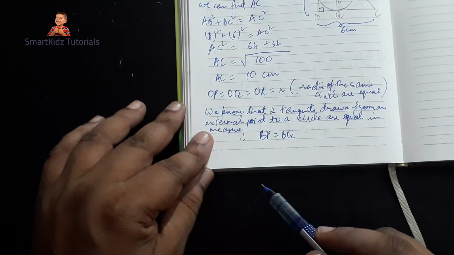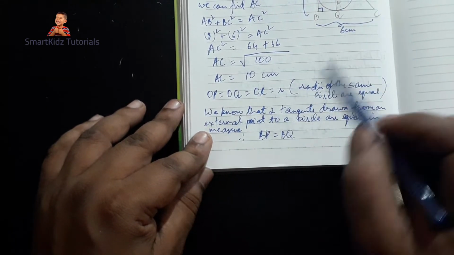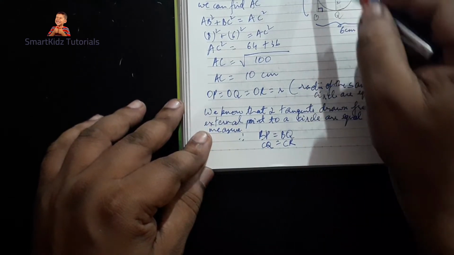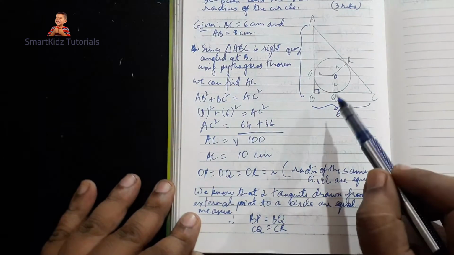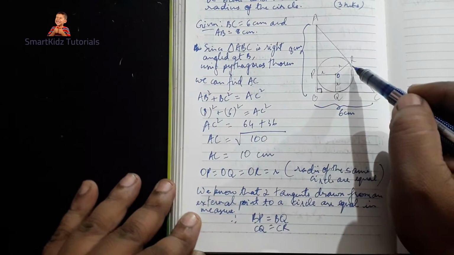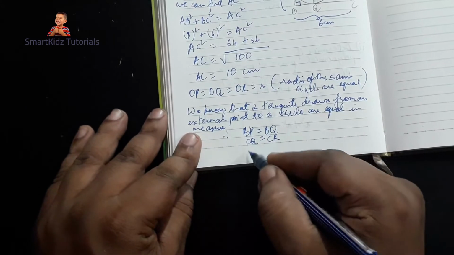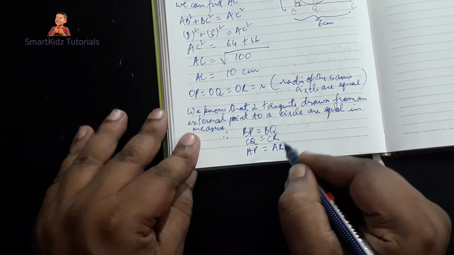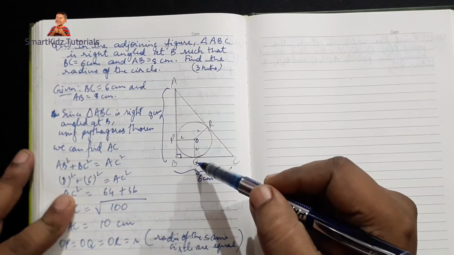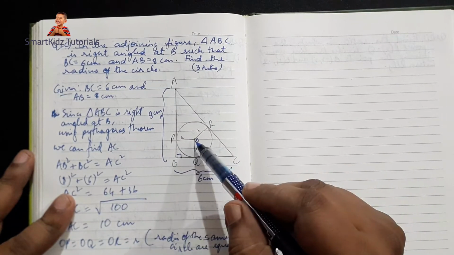Similarly we can also state that CQ, this is also a tangent, right? This side CQ and CR are tangents. So CQ equal to CR. Similarly we can say that AP and AR are also tangents. So we write over here that AP equal to AR.